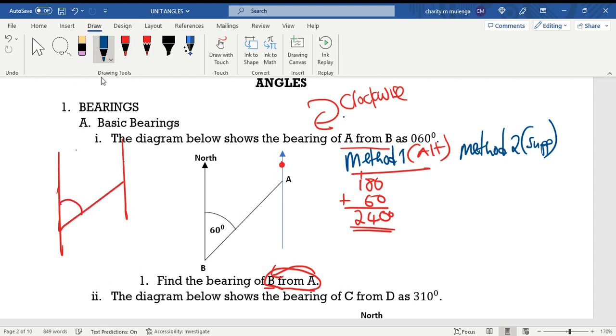So we said these two angles inside, for example, if I have 40, how do I find x? I'll just subtract 180 minus 40, which gives me 140.